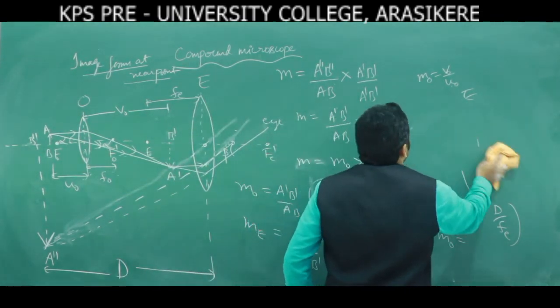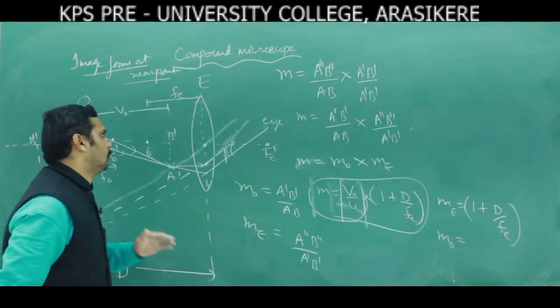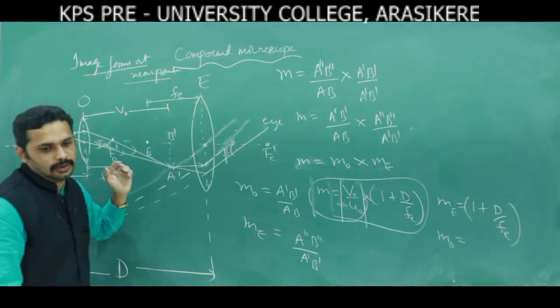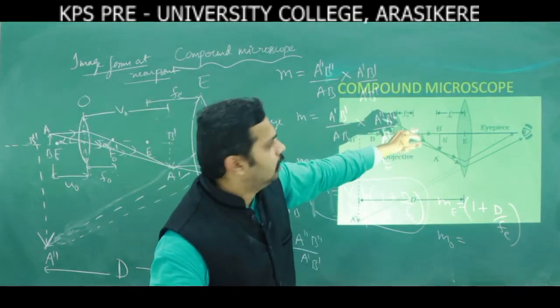Now when the image forms at far point, look at here, this is the eyepiece lens. This is the eyepiece, which you have already seen.